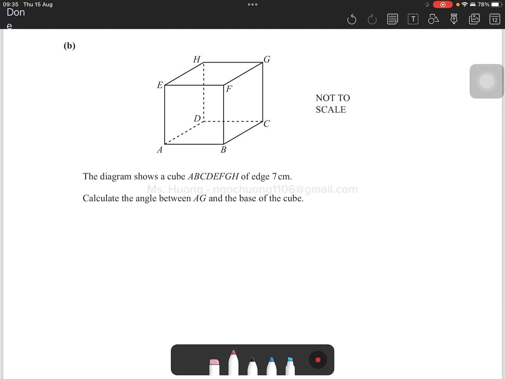B. The diagram shows a cube ABCDEFGH of height 7 centimeters. This is a cube. Calculate the angle between AG and the base. AG is this line. You see that GC is perpendicular to the base. So the angle between AG and the base is actually the angle between AG and AC, which means the angle GAC.